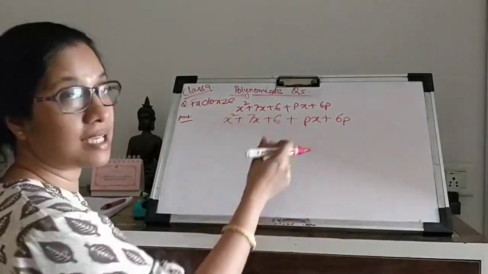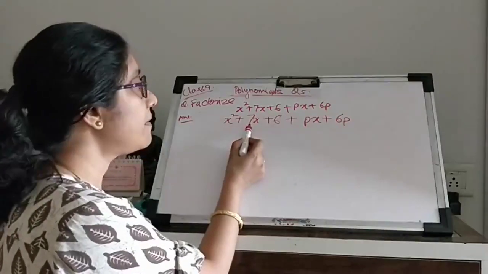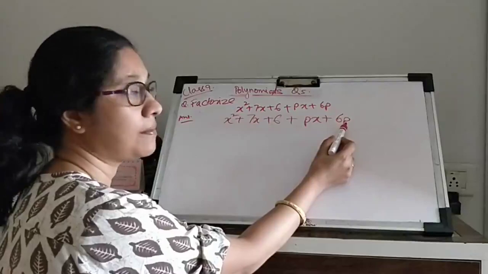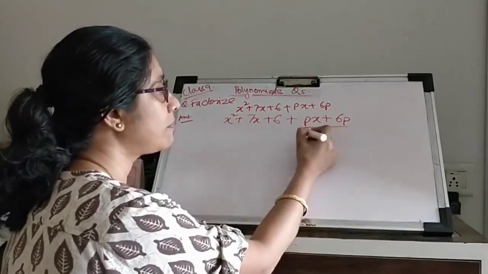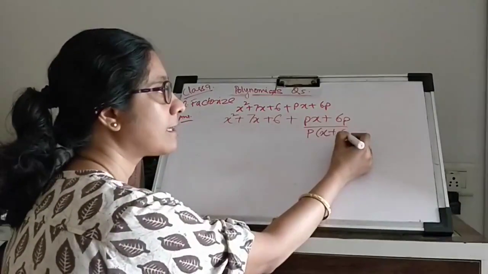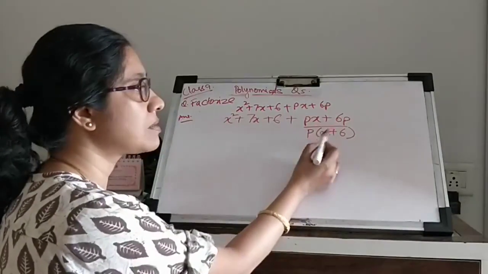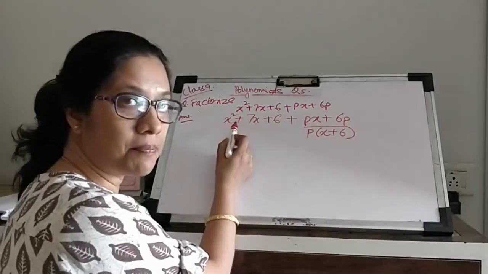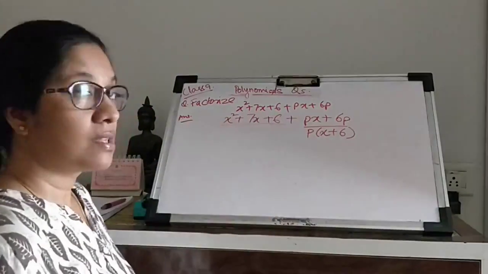For example, in this case, I see what we are given here is x square plus 7x plus 6 plus px plus p. Just by looking at it, I can see that if I take out p common from here, what I am left with is x plus 6. This is what the last 2 terms get factorized as. Remaining 3 terms, what should we do?